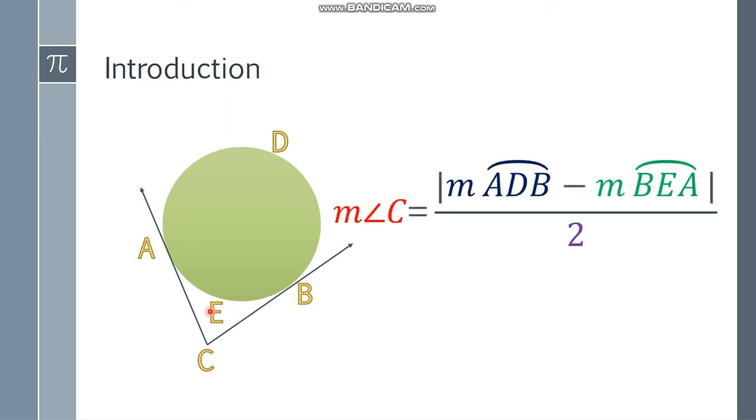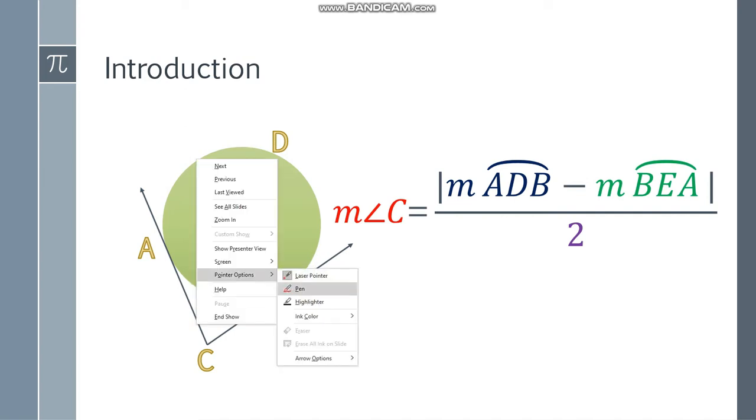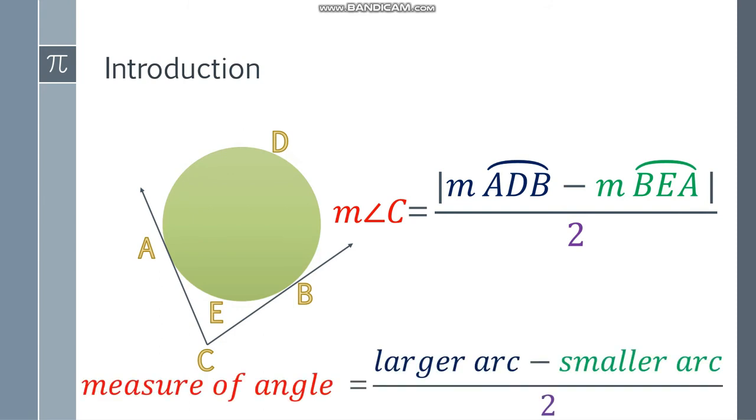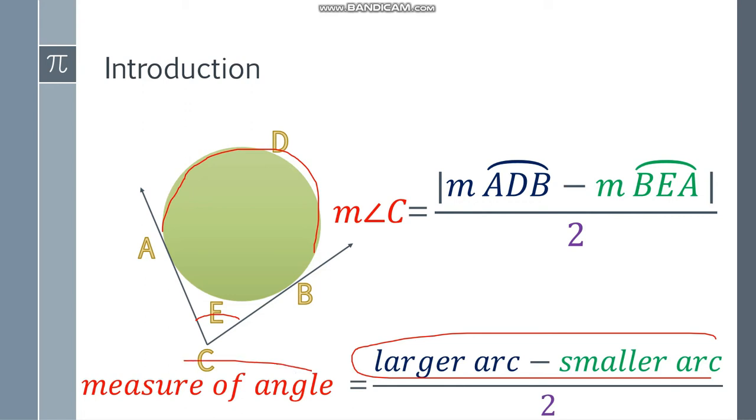So what is the formula? We have angle C, this one. I'll just change my pointer. So this one is equal to the absolute value of the larger arc minus the smaller arc. Or you could just remove the absolute value by having this one. So the measure of the external angle is the larger arc minus the smaller arc. The answer to this one, you have to divide it by 2, so you will have the answer.